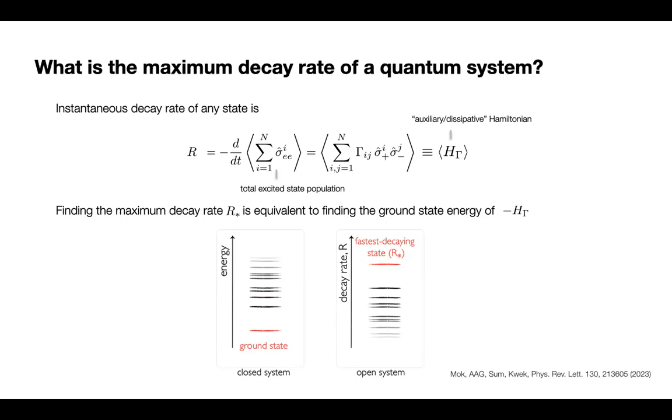So this is as if you had a closed system and I asked you which is the state of minimal energy. You would say, well, it is the ground state. So for an open system, there is an equivalent concept: the state of maximal decay rate, which I'm going to denote as R star, is that state over there. That is the largest eigenvalue of the Hamiltonian. Okay, is this clear? Okay, good.